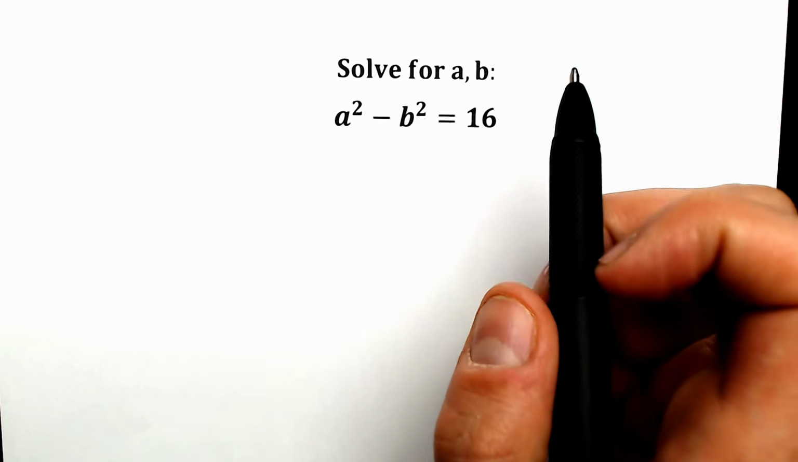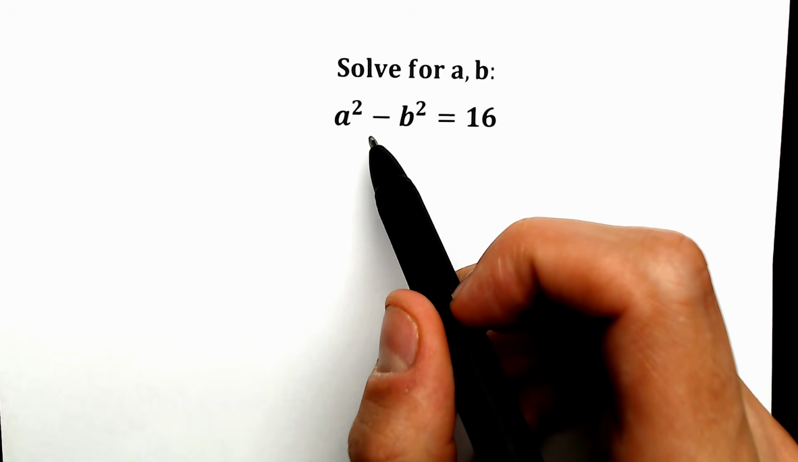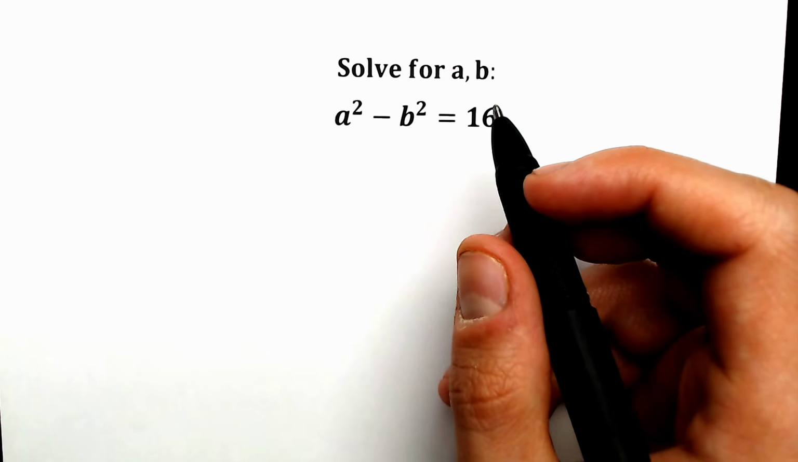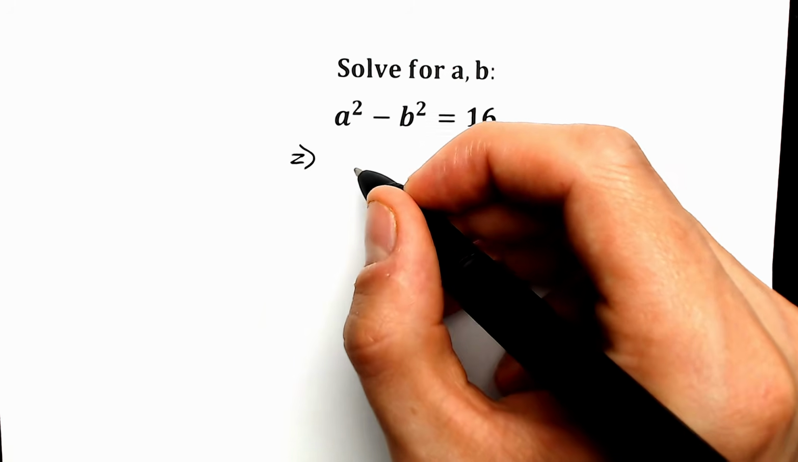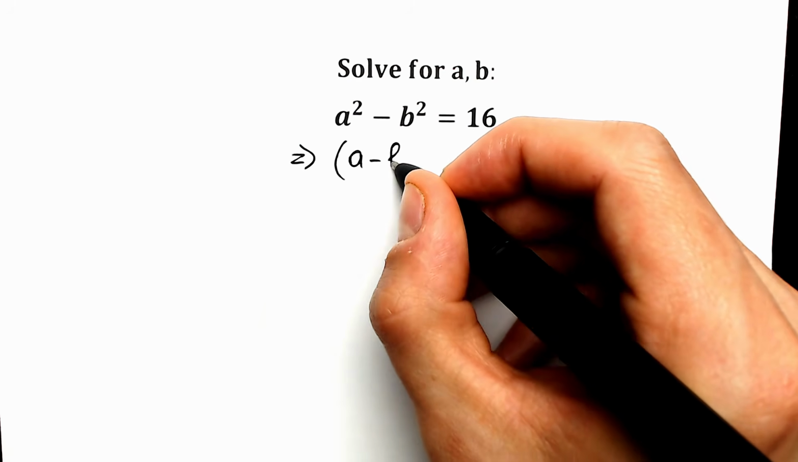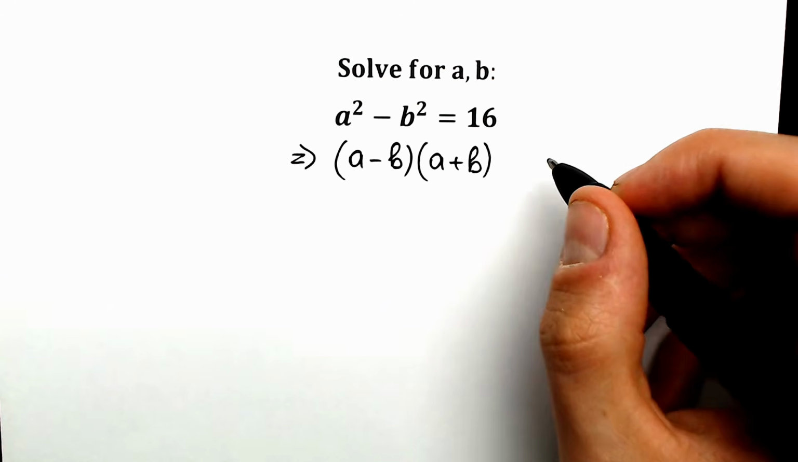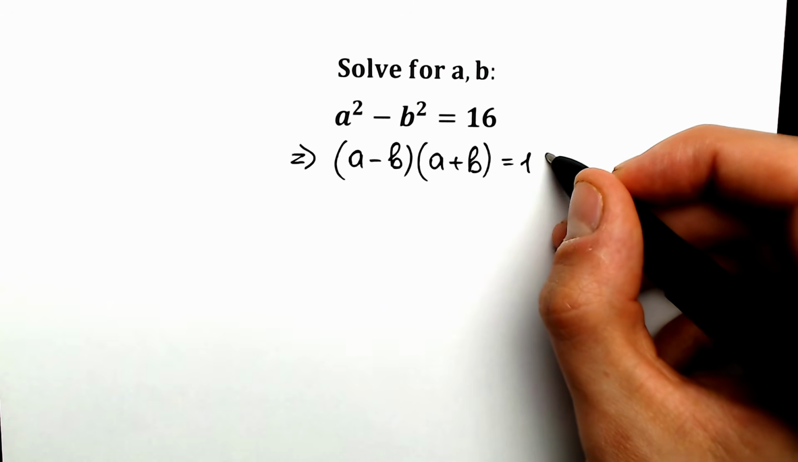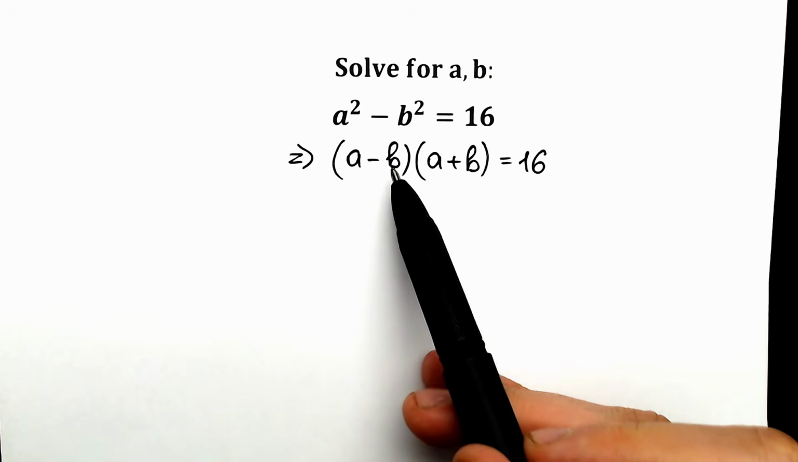Okay, so first of all, let's think a little bit about this question. On the left side we have difference of squares, and everyone should know this formula. This is a classic formula from school. This is equal to (a minus b)(a plus b). On the right side we have 16. And in the same way, what do we have on the left side? We have a product of two values, of two parentheses.